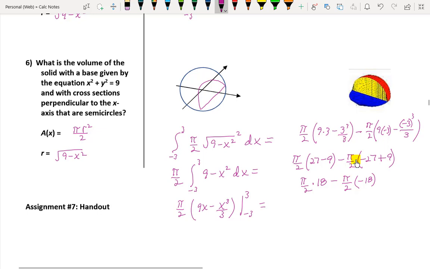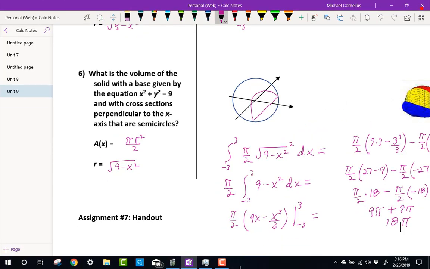Is that right? So let me do this. This 18 times pi is 18 pi divided by 2, so this would be 9 pi plus 9 pi, which is 18 pi. All right. And so, yep, I think that's right. And so there we go. So some of these you can easily crank out by hand, and again, we just wouldn't get decimal values in the final answer there. All right.